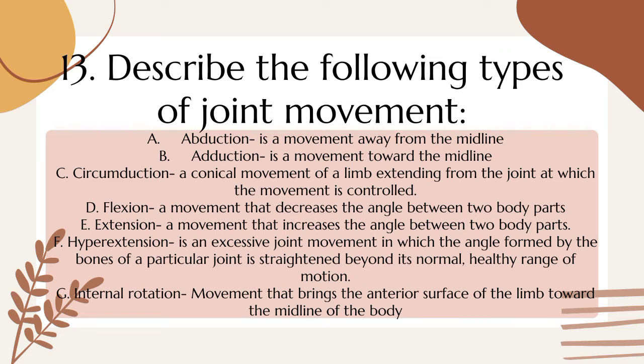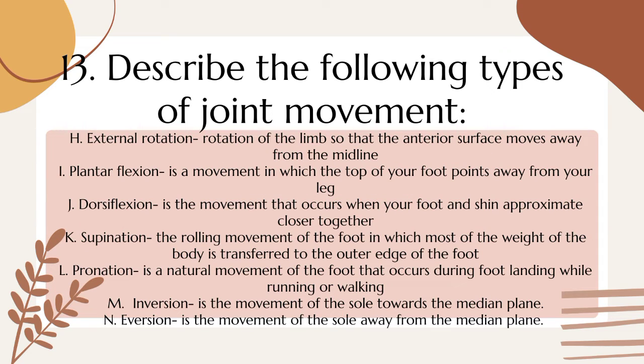Letter F, hyperextension, is an excessive joint movement in which the angle formed by the bones of a particular joint is straightened beyond its normal range of motion. Letter G, internal rotation. It is the movement that brings the anterior surface of the limb toward the midline of the body. Letter H, external rotation. It is the rotation of the limb so that the anterior surface moves away from the midline.